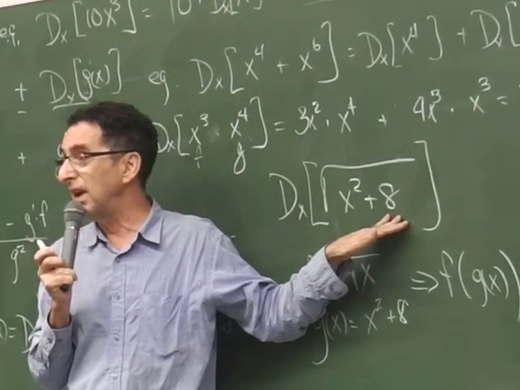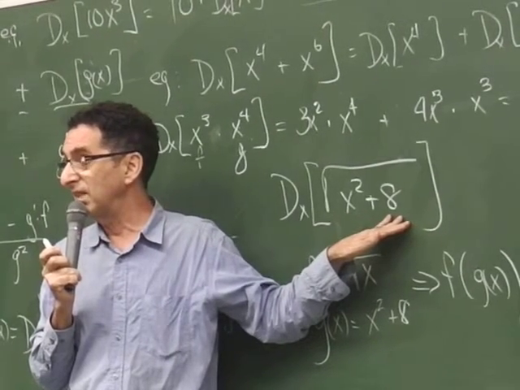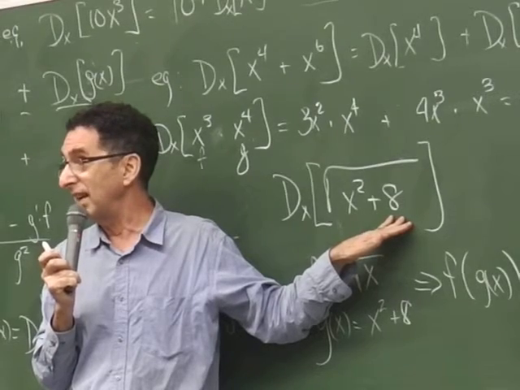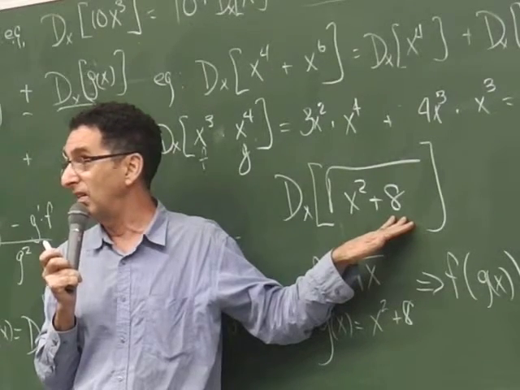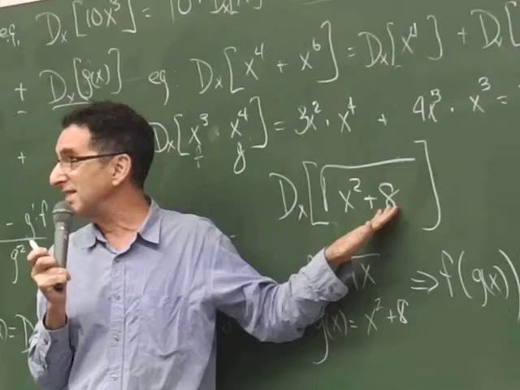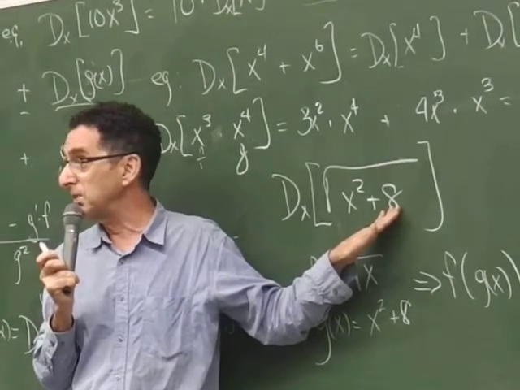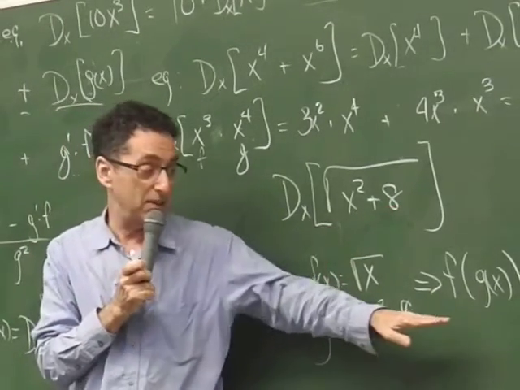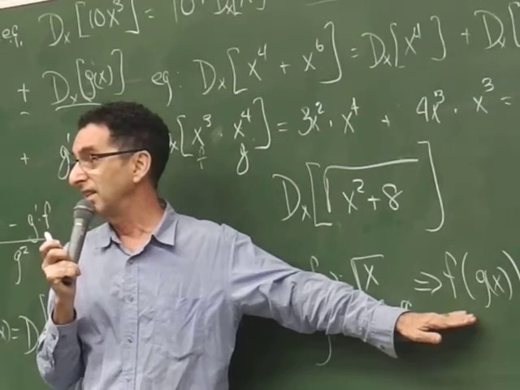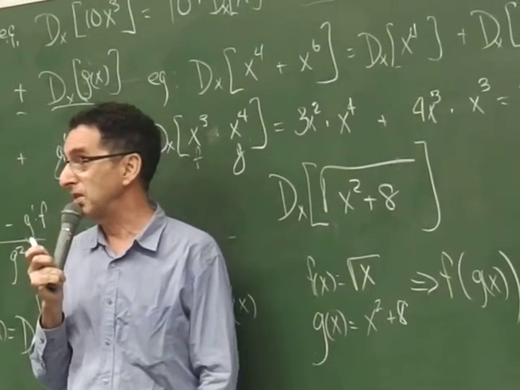Because we don't do that often, right? You don't practice that a lot. In fact, you don't practice it at all. So you don't see this as the composition of two simpler functions, but you know that it is because I just constructed it as the composition of two simpler functions.